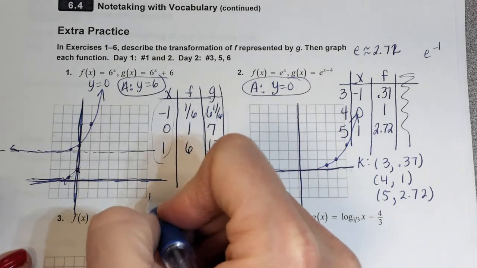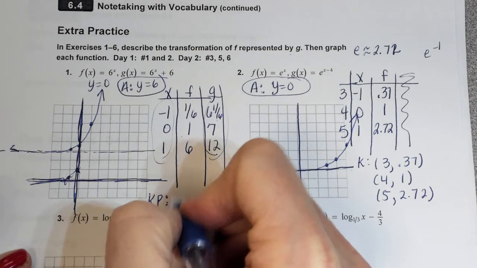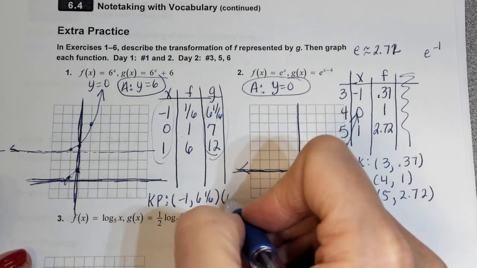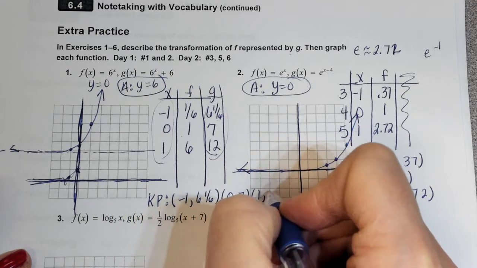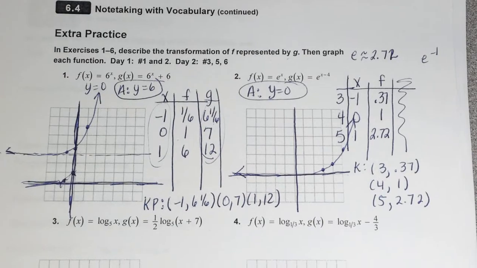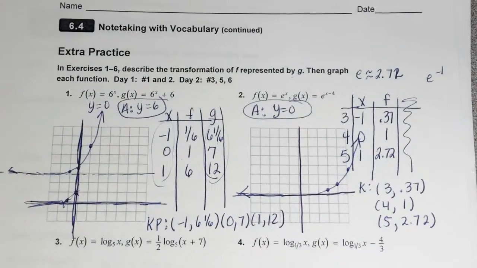So in this case, our key points, the first one would have been -1, 6 and 1/6. Next one was 0, 7. Last one was 1, 12. All right, so that's lesson 6.4, the first part of it.